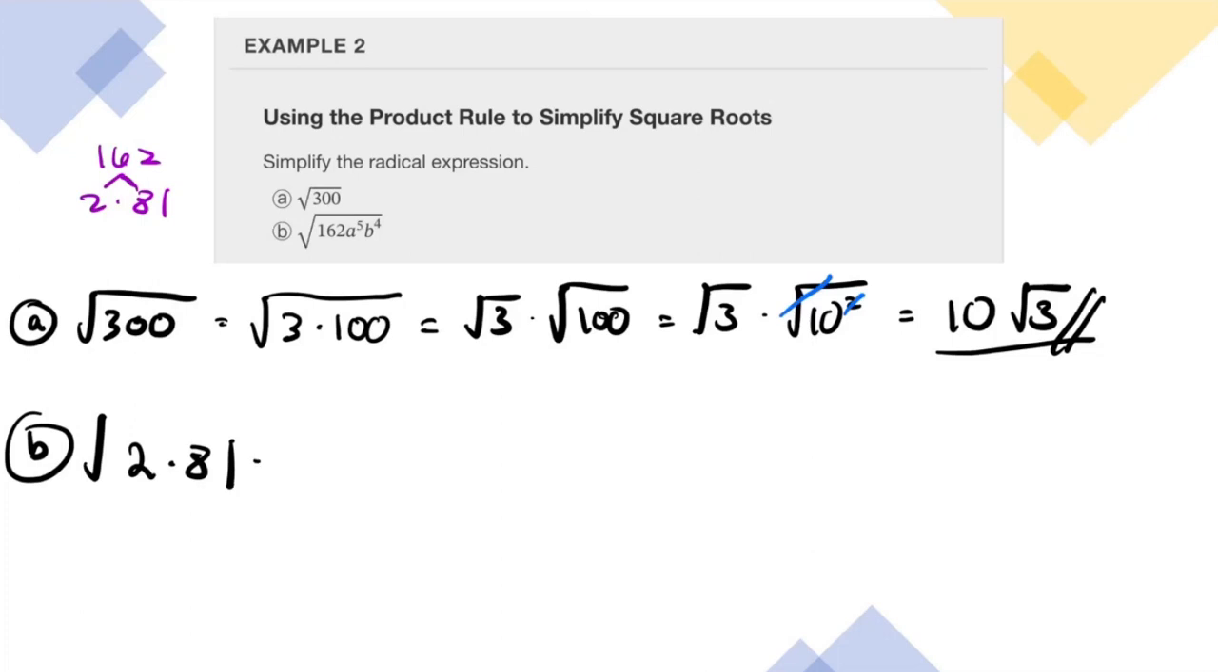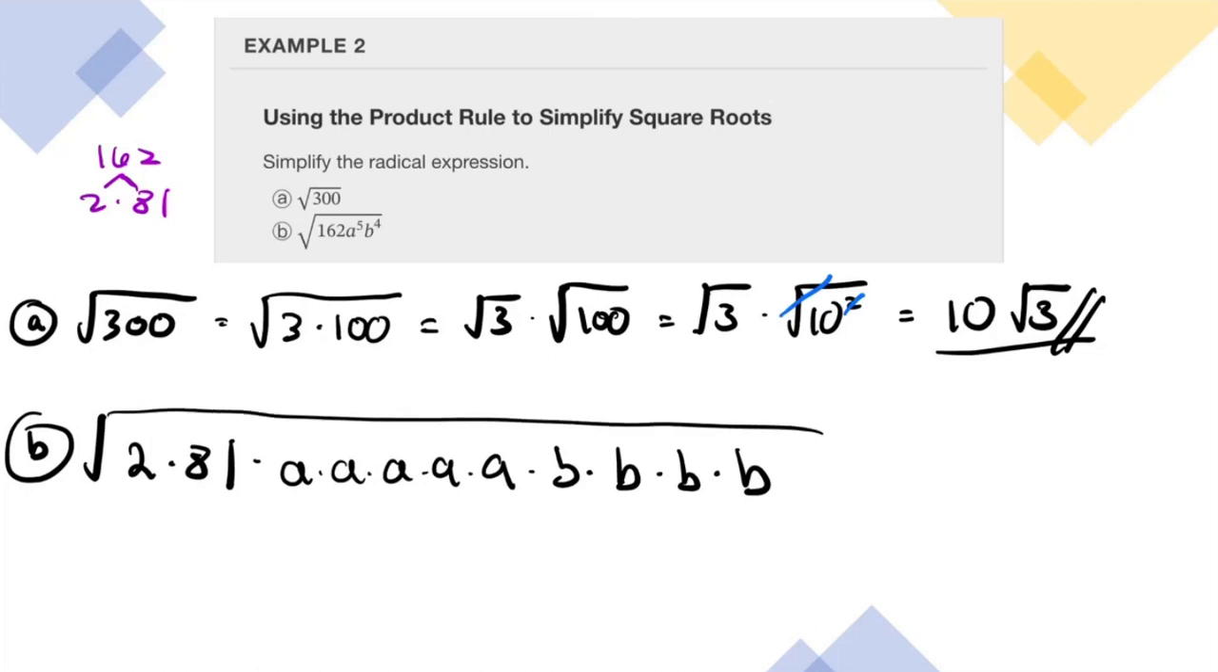Now that a to the 5, let me write it this way. A to the 5 is what? A times A times A times A times A, right? We have 5 A's, and B to the 4 is 4 B's, right? Since we're doing square roots, we're looking for groups of 2, right? We're going to identify groups of 2. The first one, that 2, is not a perfect square, so it stays as the square root of 2. The square root of 81, by now you should be able to see that's a 9. So let me just do this for now.